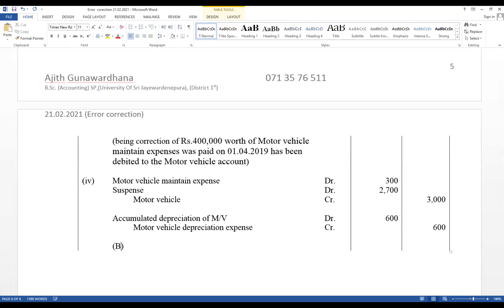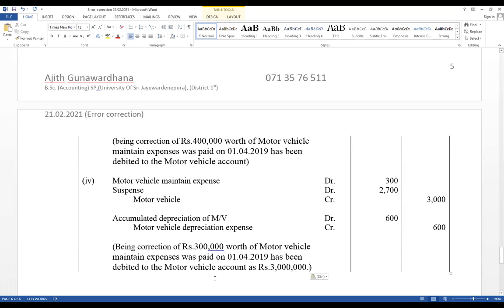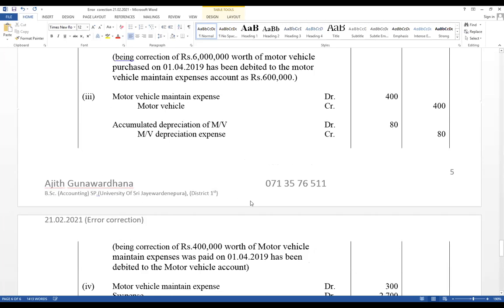Therefore, narration: being correction of motor vehicle maintenance expense has been debited to the motor vehicle accounts. Principal errors: an asset has been recorded as an expense, and an expense has been recorded as an asset. If the value is not correct, those also affect the suspense account.